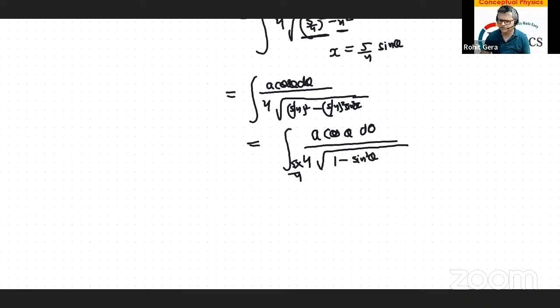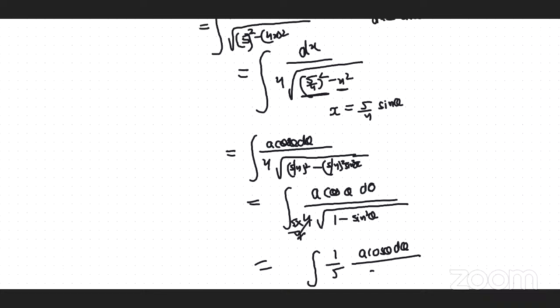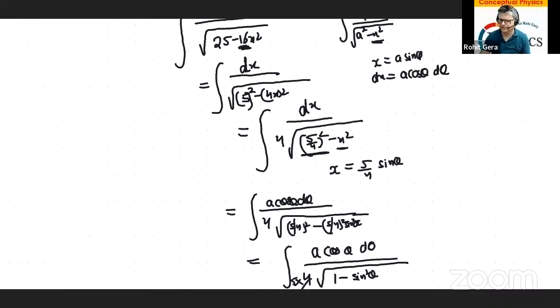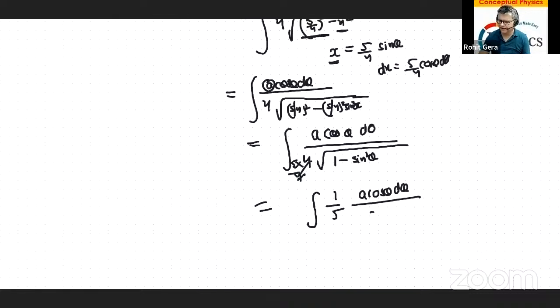So this becomes 1 by 5 a cos theta d theta upon a, so there is no a, there is only 5 by 4. यहाँ पे तो हमने ये डाला था ना. So dx was, if I take the derivative of this, dx is equal to 5 by 4 cos theta d theta. So this is 5 by 4 actually in the numerator. So I will write it as 5 by 4.